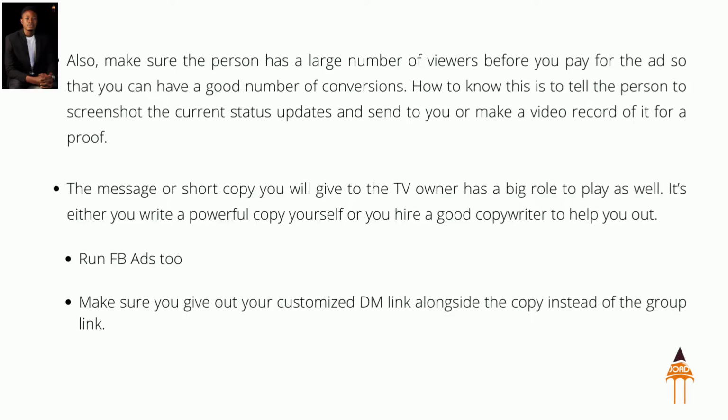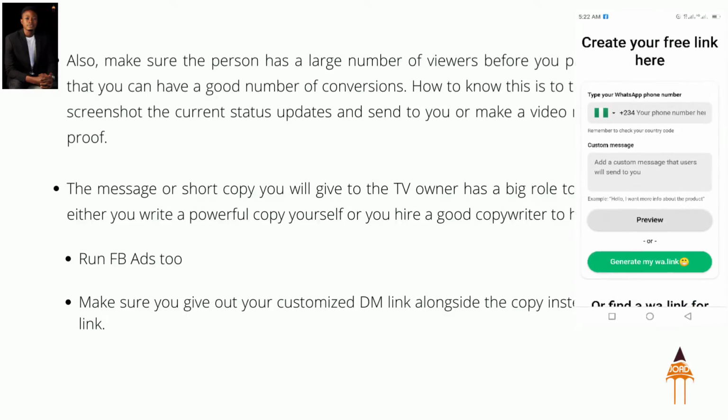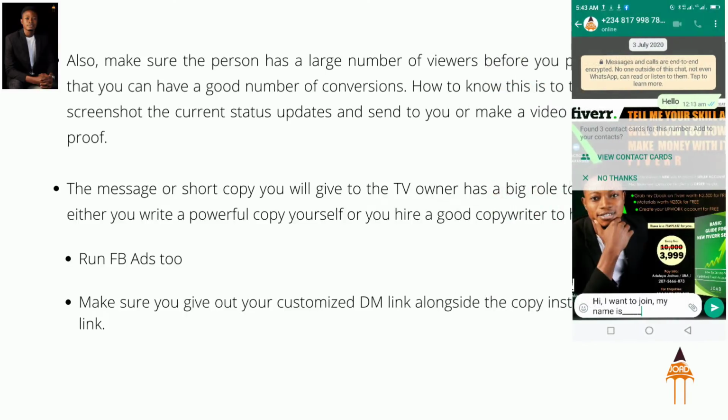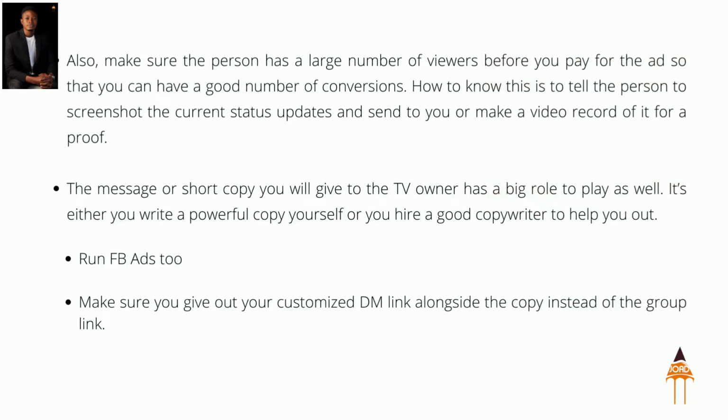Now, make sure you give out your customized DM link alongside the copy instead of the group link. So you don't give out the group link, you give out the copy with a DM link, that is your WhatsApp direct message link. Once they click on it from the ad or anywhere they see it, they will come straight to your DM. You already have a ready-made template of how to reply to them.